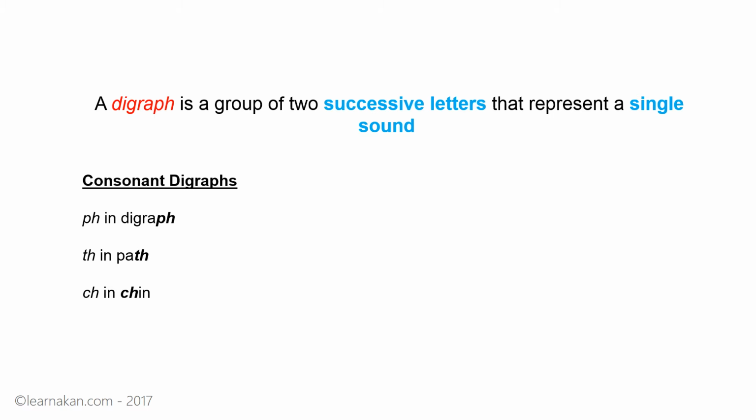Examples of vowel digraphs in English include the E sound represented by the letters IE in the word peace, the E sound represented by the letters EE in the word free, and the U sound represented by the letters OO in the word cool.